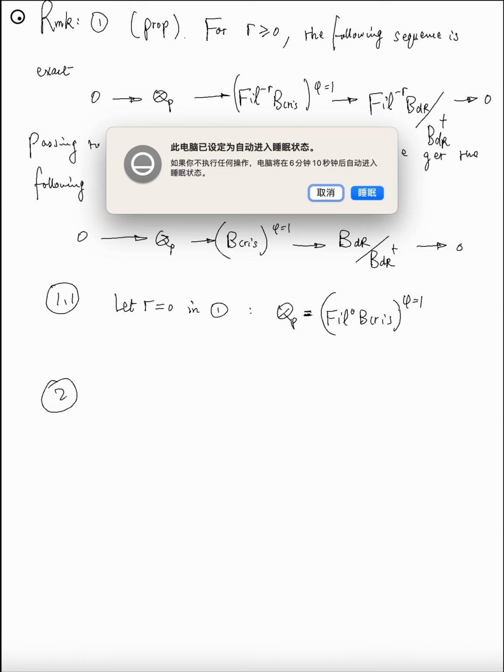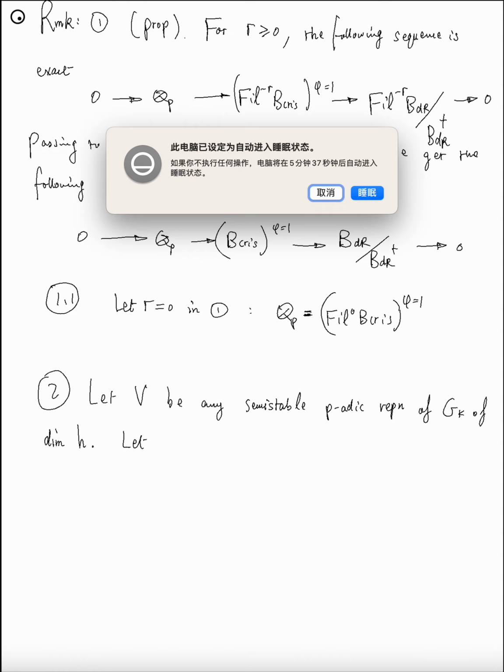Remark 2. So let V be any semi-stable p-adic representation of G_K of dimension h. Let D equals D_st(V).